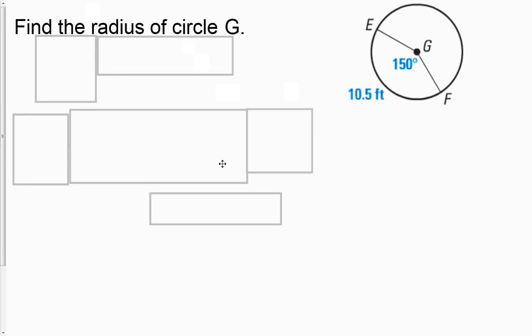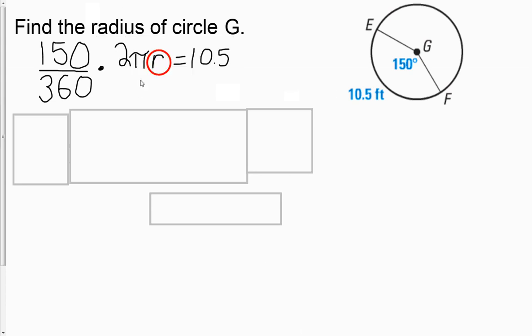Another example, find the radius of circle G. So now we have the inner angle and we've got the arc measurement. So again, we've got 150 over 360 times 2 pi r, because we're solving for the radius, will equal 10.5. And I circled the r. This is what we're solving for. These are all numbers. We can just compute these.